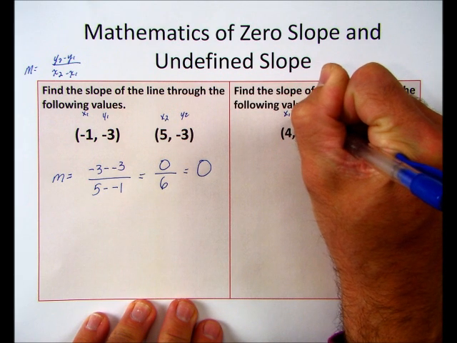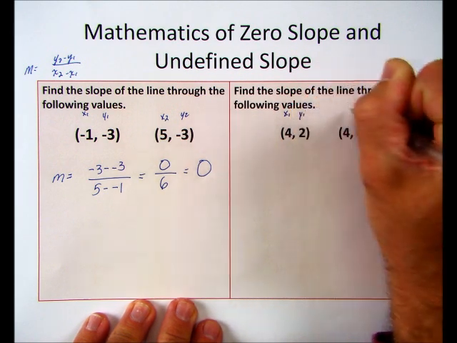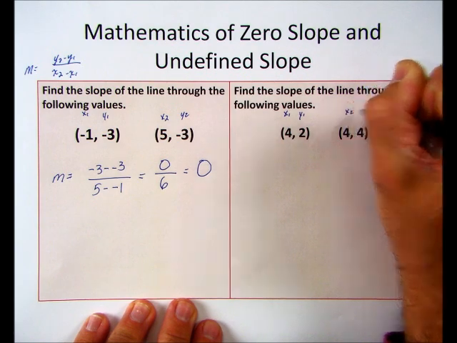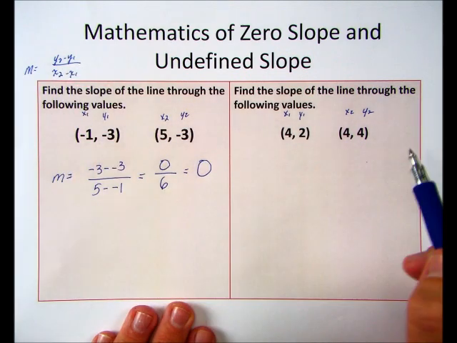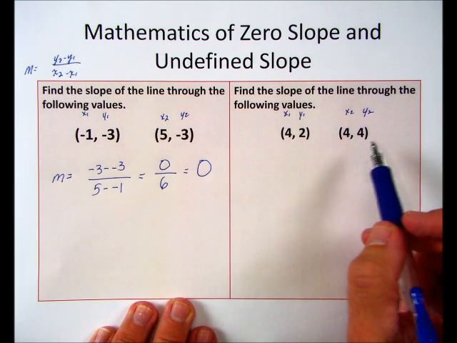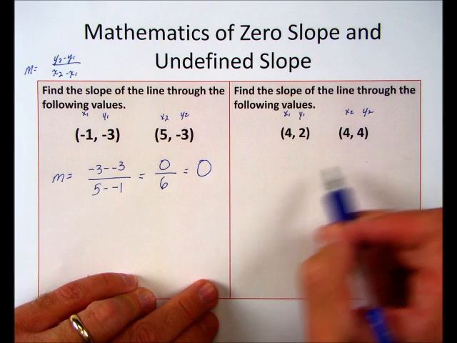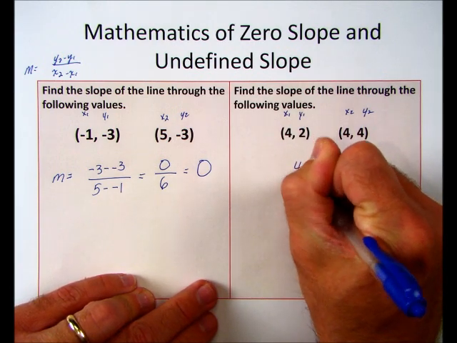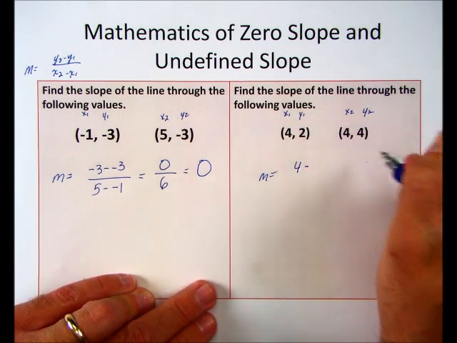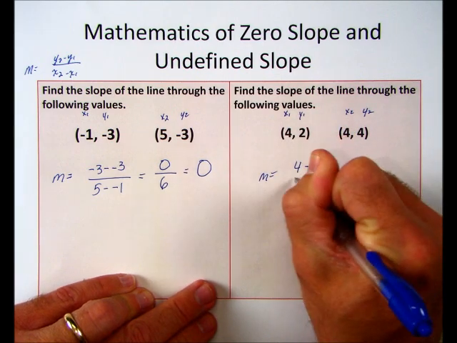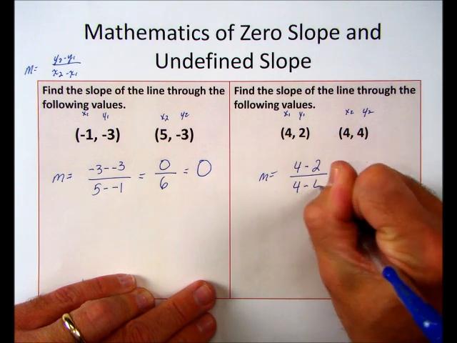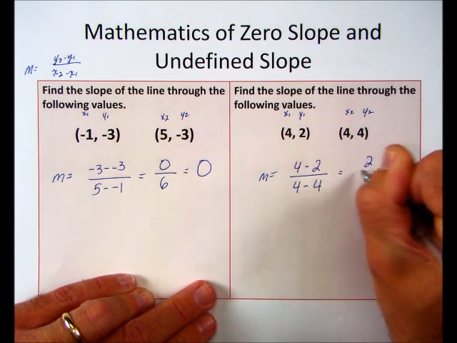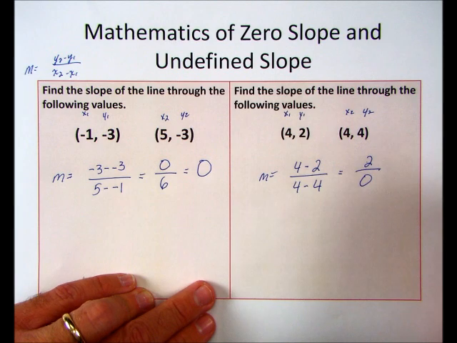Again, I'll go ahead and label these. That's x sub 1, y sub 1, x sub 2, y sub 2. We've got our formula up here, and of course you've got it on your reference page. So I will just simply plug these numbers in. So 4 minus 2 divided by 4 minus 4. 2 over 0. Uh-oh, red alert, red alert.